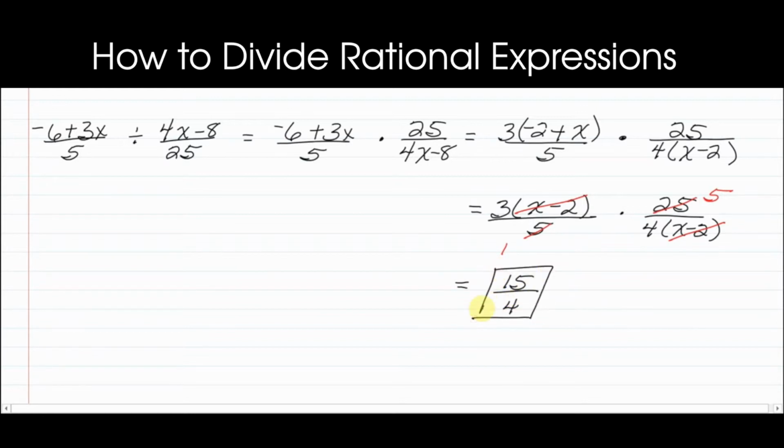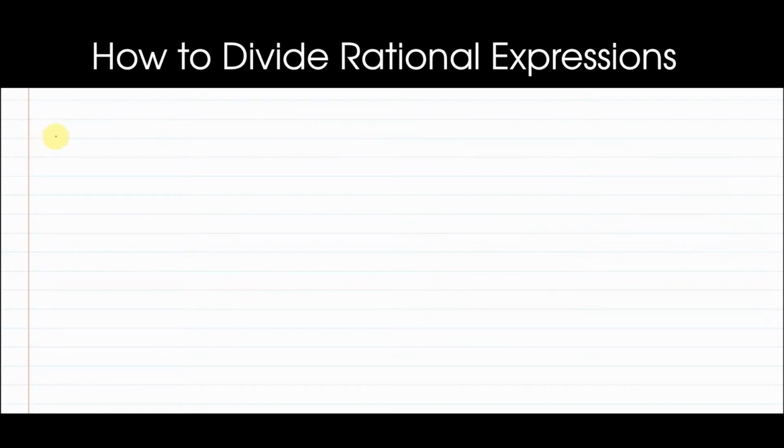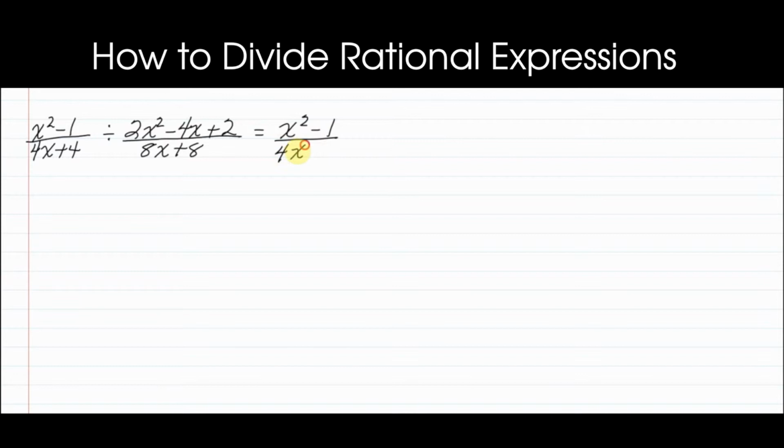This is a good example to see that even though we started out with rational expressions, our quotient was really constant. It was 15/4. On our last problem, let's look at this example. We have x squared minus 1 over 4x plus 4 divided by the rational expression 2x squared minus 4x plus 2 over 8x plus 8. The first thing we want to do is apply the definition for division, which means it's the first rational expression times the reciprocal of the second.